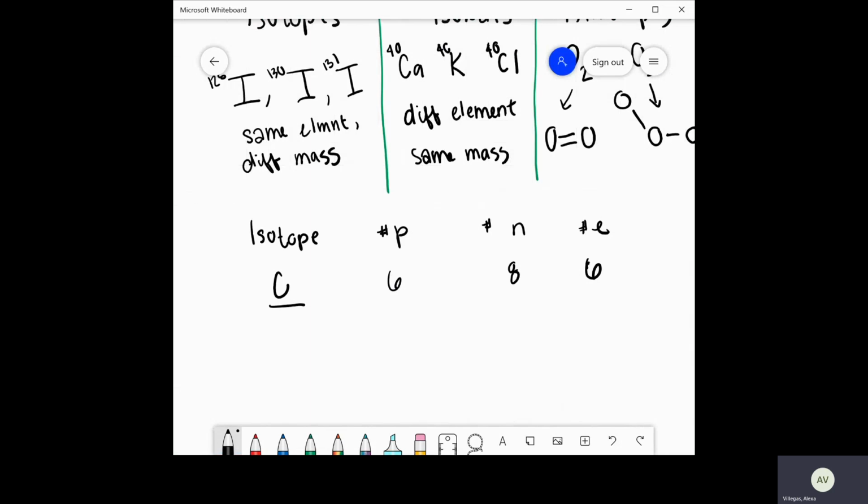Then, in order to put it in the right structural form, you need to figure out the mass number. The mass number is found by adding the number of protons and the number of neutrons together. So this is the structural form for carbon as an isotope.